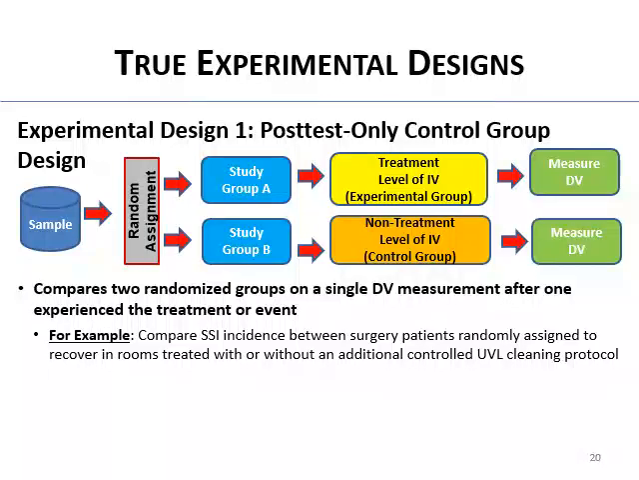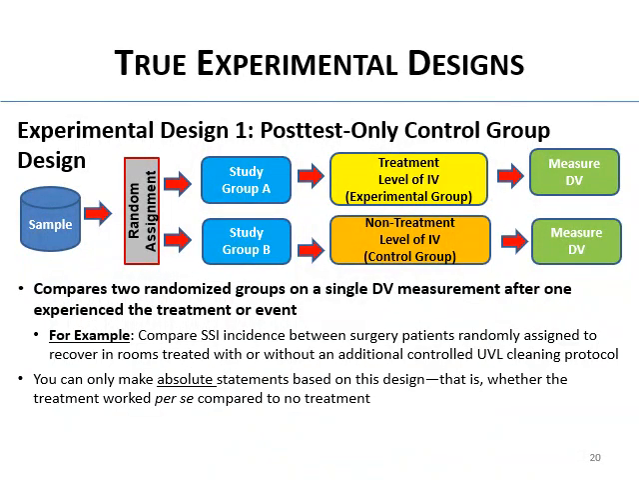So whether they're randomly assigned to a room that was, I mean, they're both going to be clean, but one also has the UVL on top of it or not. So what's cool about the design is you can make absolute statements based on it. That is, you can talk about whether the treatment worked per se versus no treatment. Did this reduce surgical site infections versus no treatment at all?